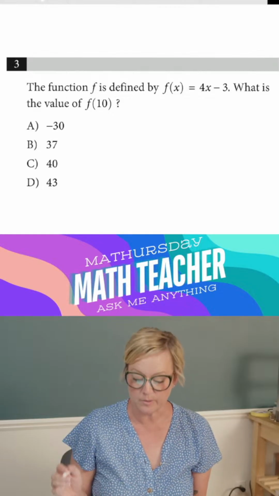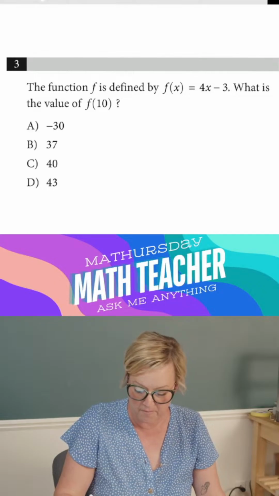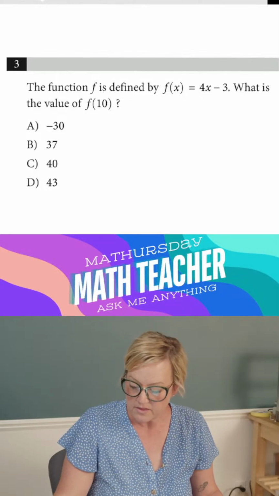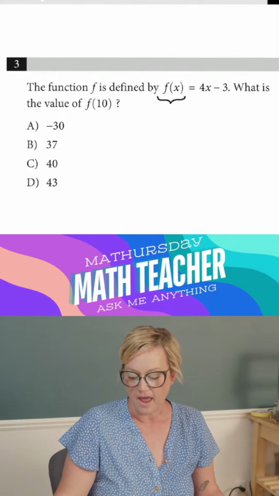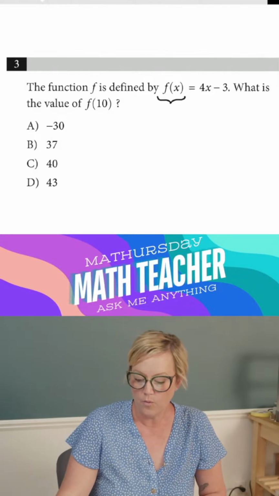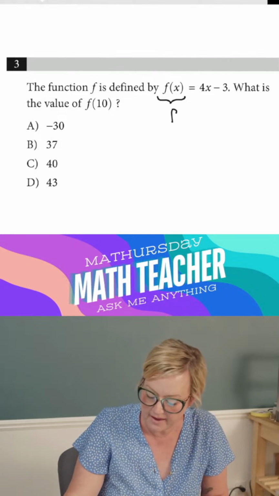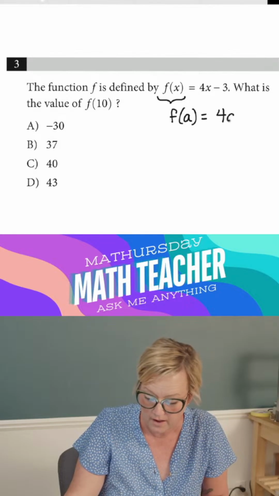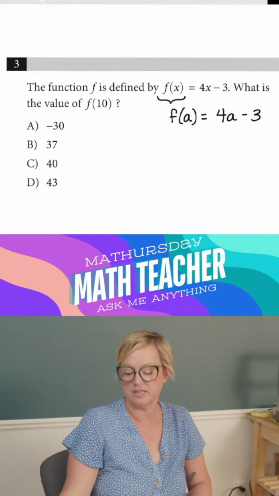Okay, so let's get into this one. All right, so this f of x, for those of you who may not be familiar with this, just means the function of x, okay? So f of x is what I get when I plug in x for a value. So something like f of a would be 4a minus 3. Whatever's in the parentheses is what you substitute in.